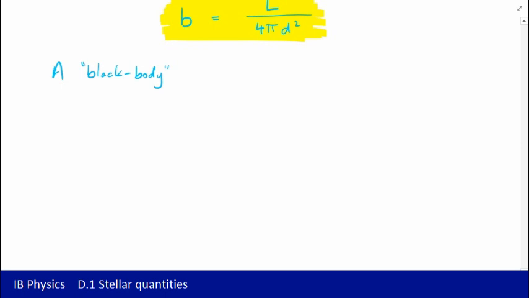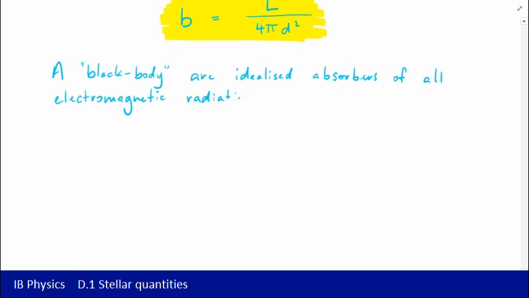that they're idealized objects. By idealized we mean that they do things perfectly. So they're idealized absorbers of all electromagnetic radiation. What we mean by that is that any electromagnetic radiation that falls upon them, they will absorb it, they won't reflect any of it. But because they've absorbed it all, they will then be able to re-radiate that energy as well.